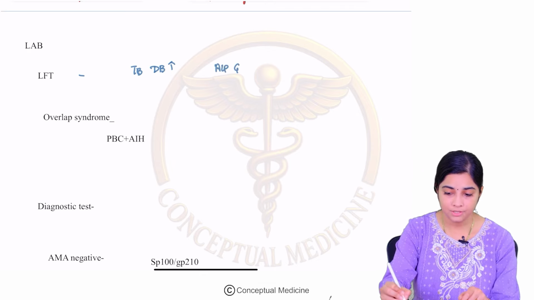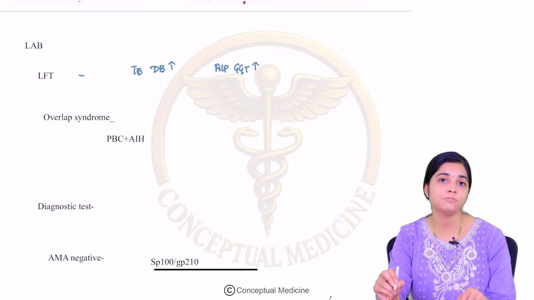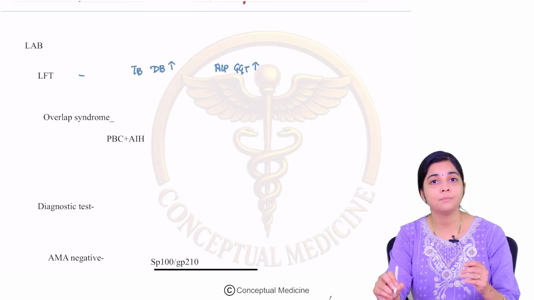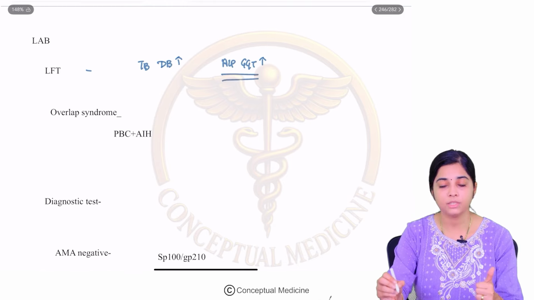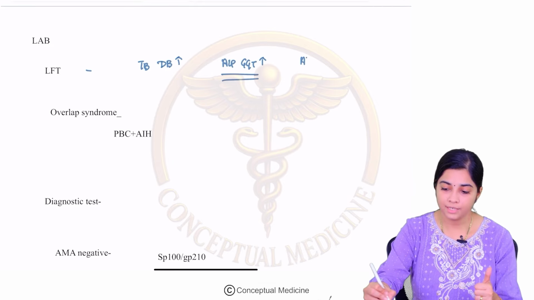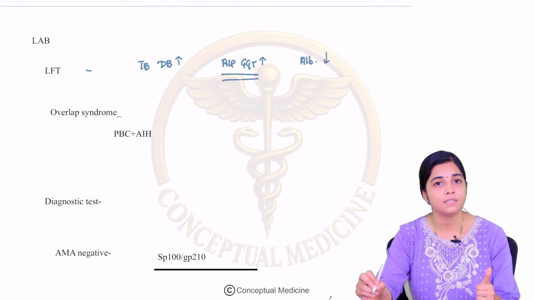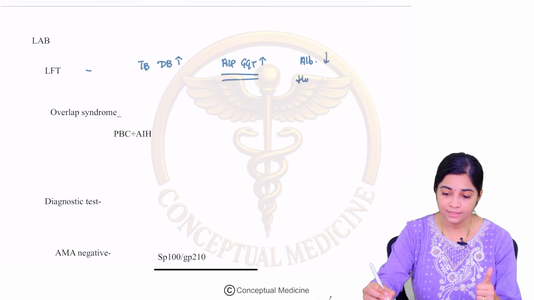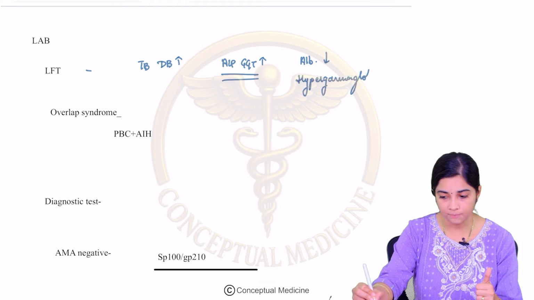Then your ALP-GGT can be elevated, yes, because this will be a cholestatic pattern of liver injury. AST-ALT may be elevated but in the later stages, but it is predominantly a cholestatic pattern. Then what happens to the serum albumin? Because it is a chronic inflammatory disease, serum albumin will be reduced and there can be hypergammaglobulinemia or gamma globulins will be high.